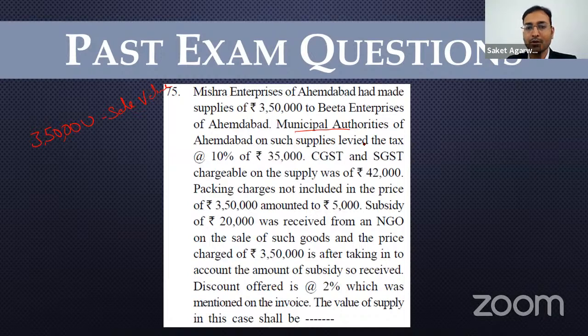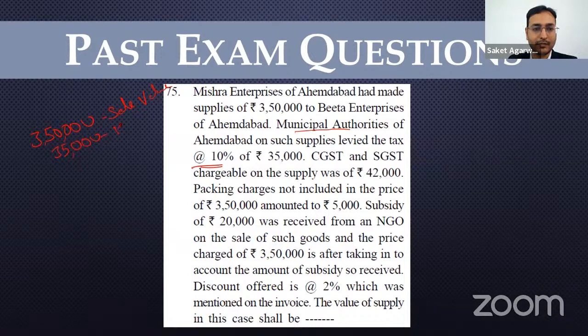All right. So they have levied the tax at 10% of rupees 35. 10% of rupees 35 does not mean 10% of this. They are saying they have levied the tax at 10%. How much they have levied? Of 35,000, meaning 35,000 is the 10% of this. So 35,000.